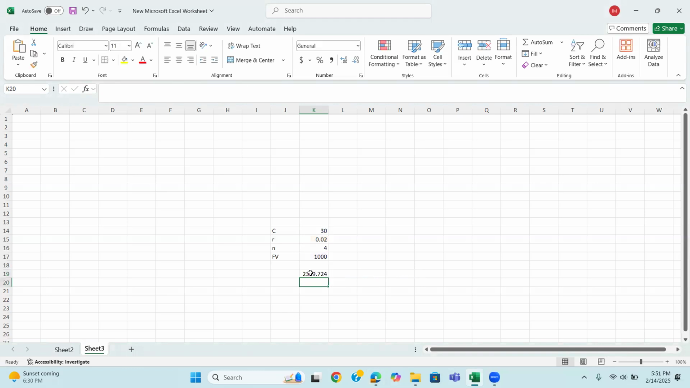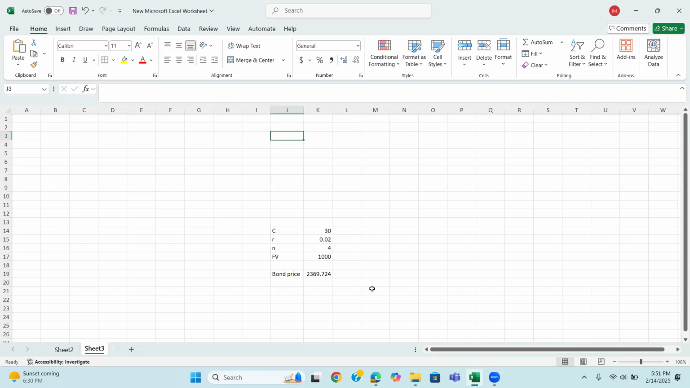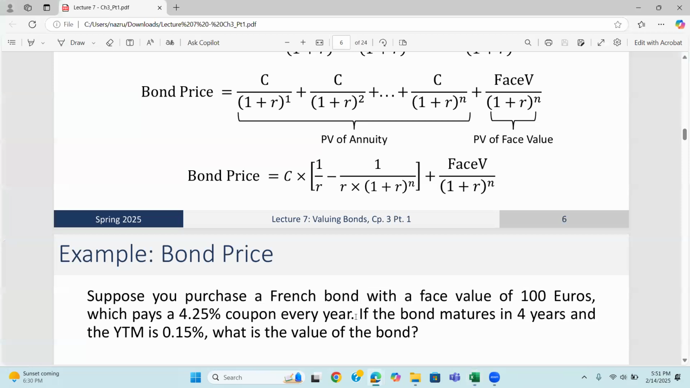All right. So you can see this is basically our bond price for today. We just calculated the bond price for today. You get it? All right.